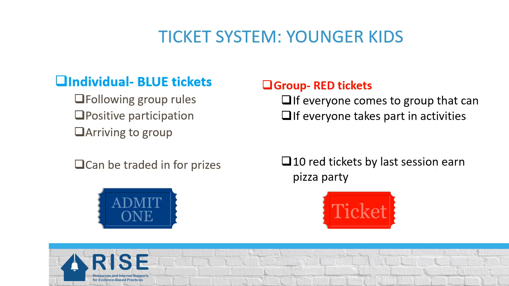The red group tickets are given if everyone who's able to come to group can. So we're not going to penalize the child who can't come because there is a test during that period. It's more if everyone who's available to come comes. There's no group refusal. And if everyone takes part in all activities, they'll also receive a group red ticket. 10 red tickets by the last session earns the pizza party.